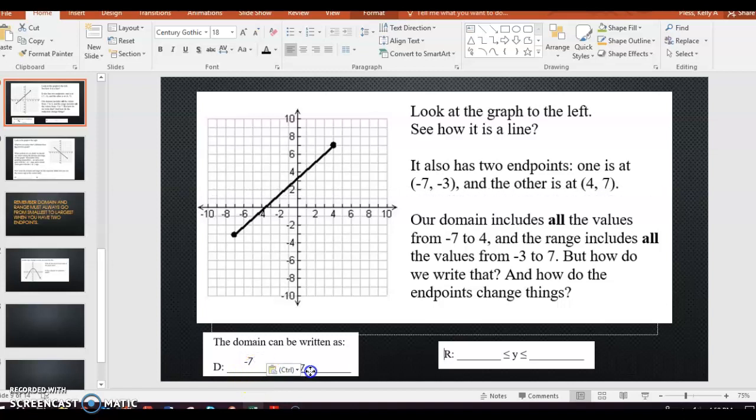And then I've got, what's my highest x value? It's +4. So it goes from -7 on my x-axis to +4. Now, some of you are going to say, hey, that has an equal to. You're right, because these dots, these endpoints, are filled in. Okay? So my y, or my range, is going to go the same way, except it's going to go on my y-axis.